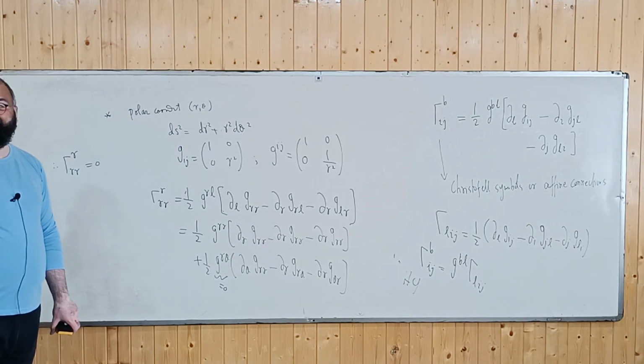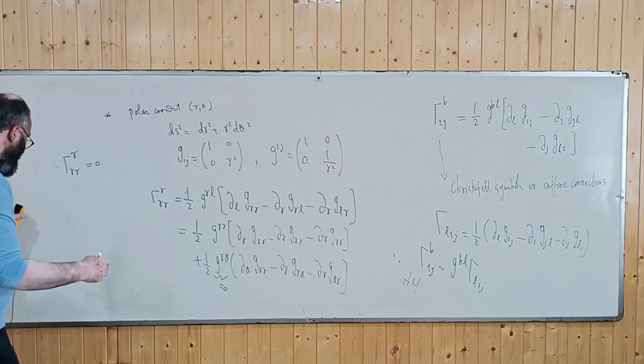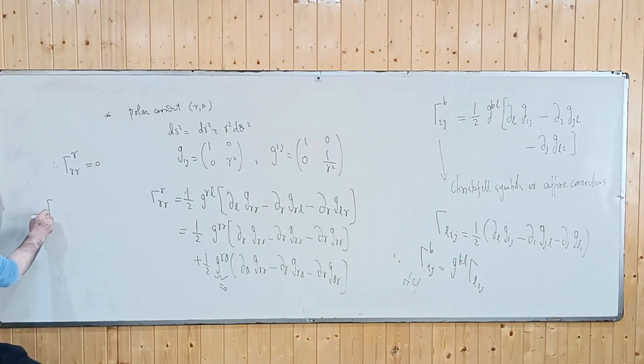Got it? So what is the next term? Let's write. The next term is like this: G R. Now you have to write for this I. Let's keep I as R and J as theta. Clear? Then write.